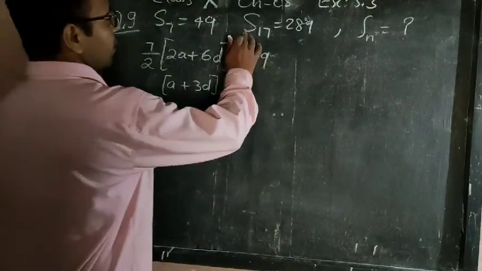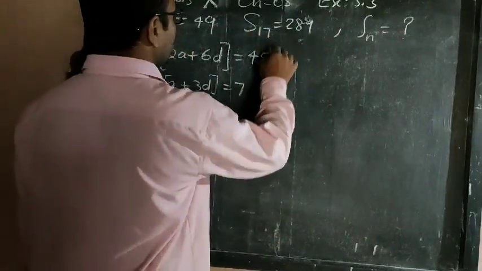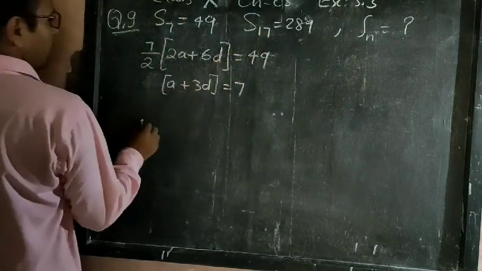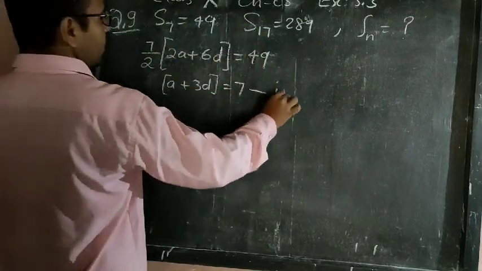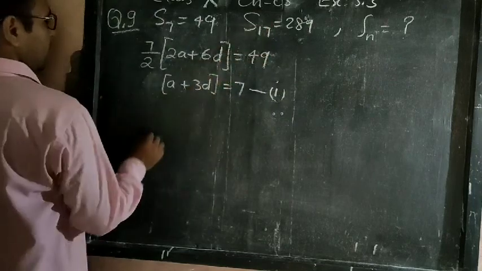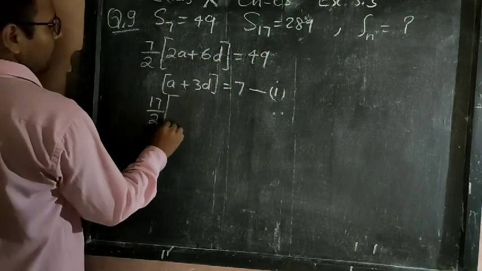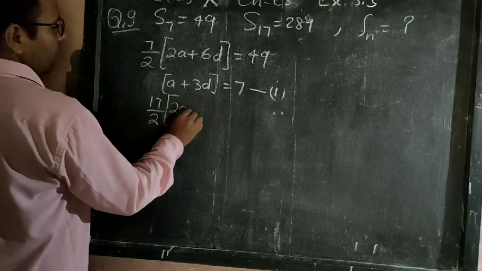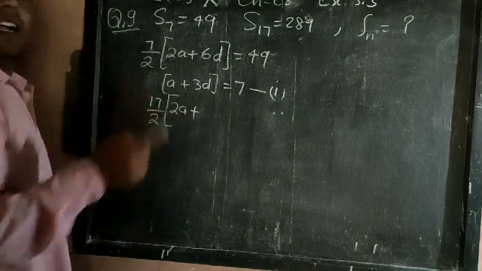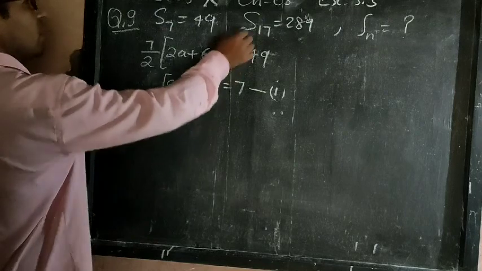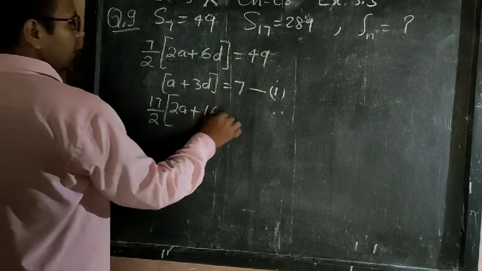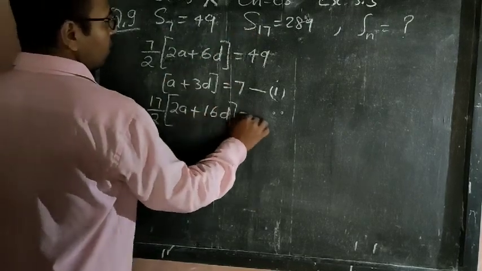So now S17, we will expand it here. So S17 can be written here as what? You may call it equation number first. So S17 means 17 by 2 into 2a plus 17 minus 1 into d. 17 minus 1 into d, how much will you get? 16d is equal to how much?